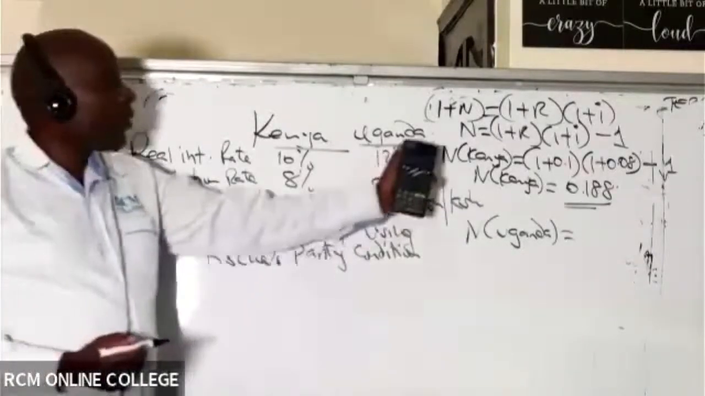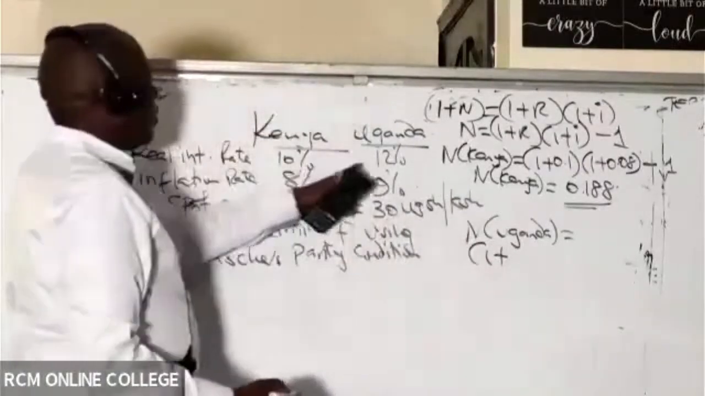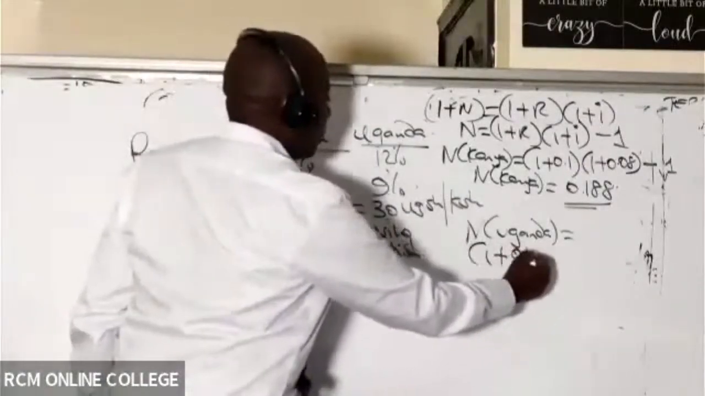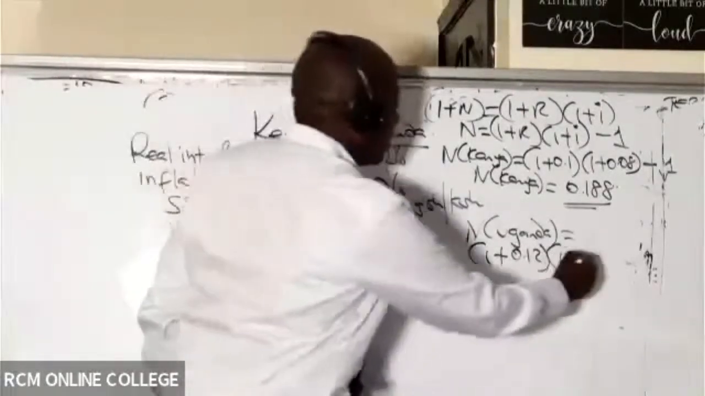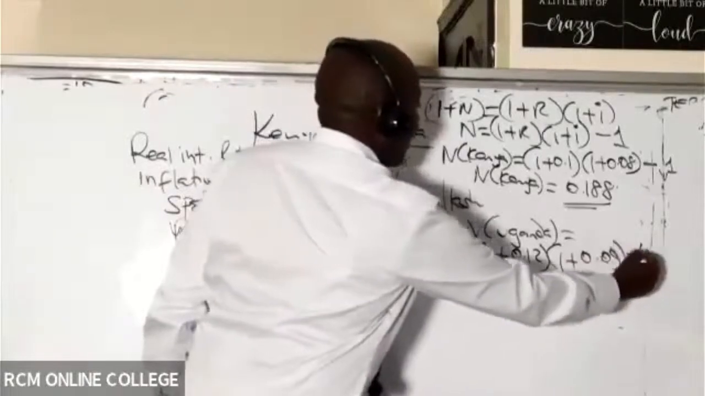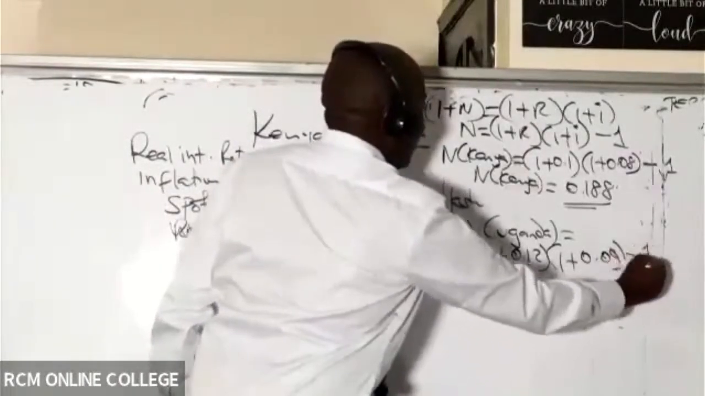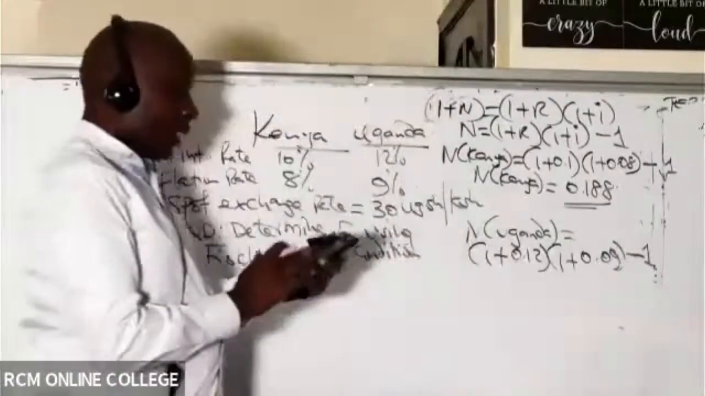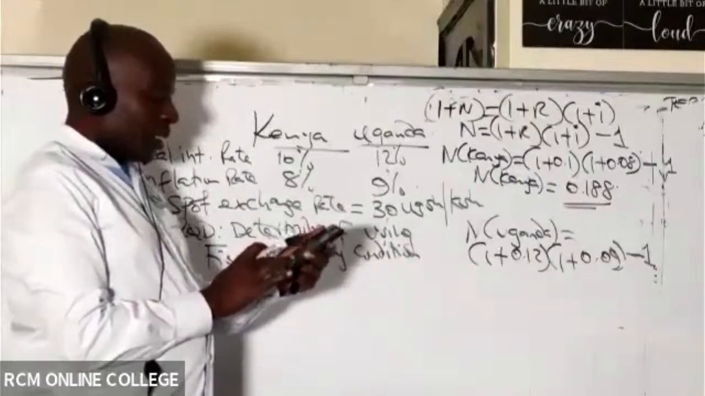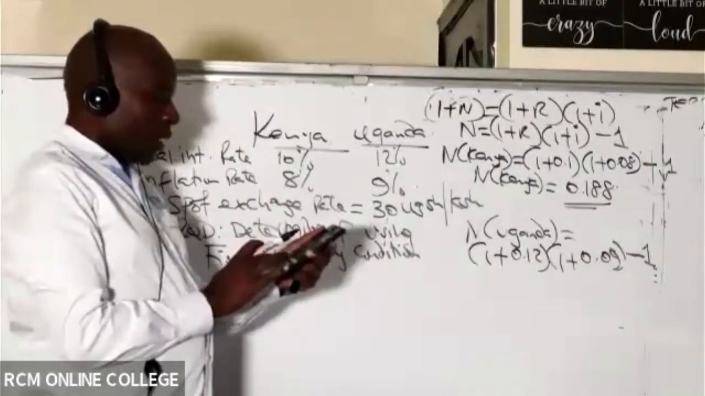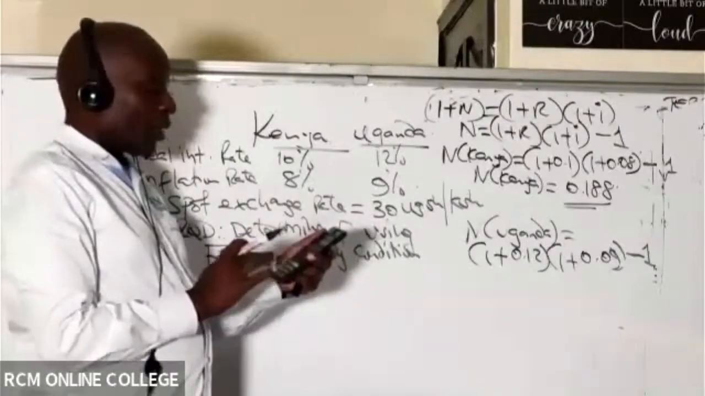So nominal Uganda, I'm using the same formula. I have here 1 plus the real rate of return in Uganda, which is 12%, that is 0.12, into 1 plus the inflation rate in Uganda, 0.09, minus 1. So this will give me 1 plus 0.12, close brackets, times 1 plus 0.09, close, minus 1 equals.